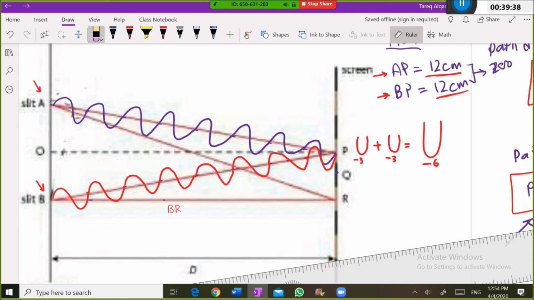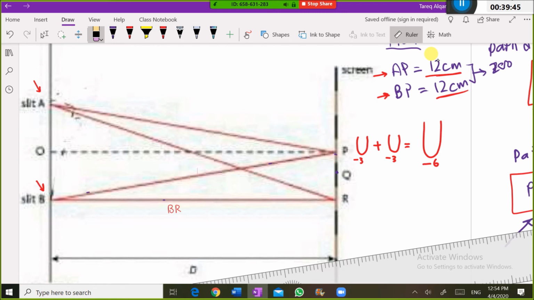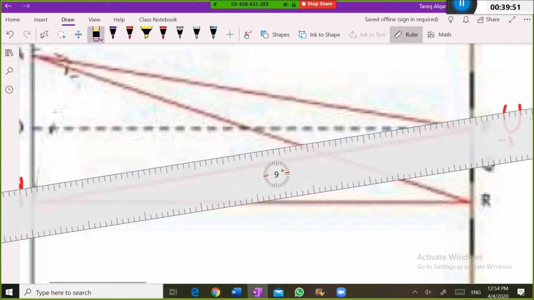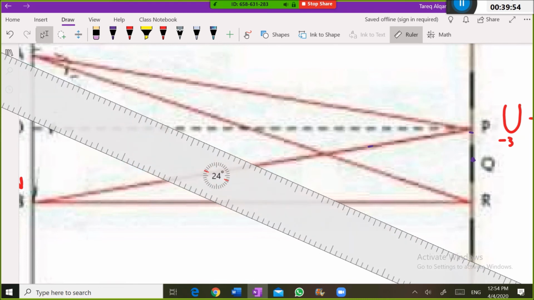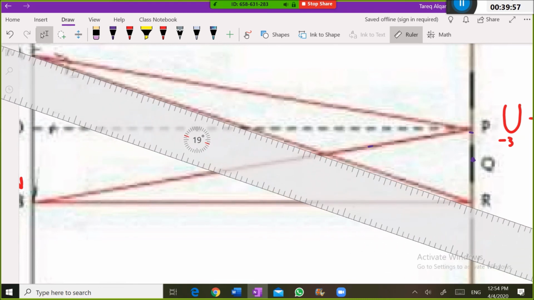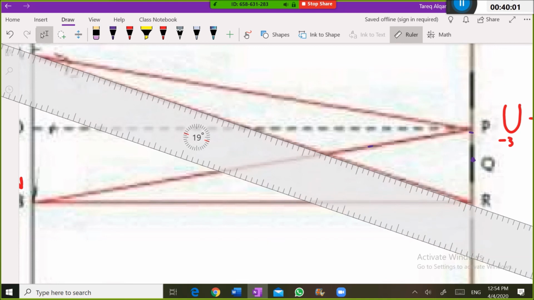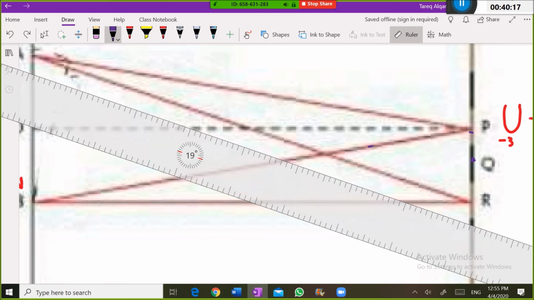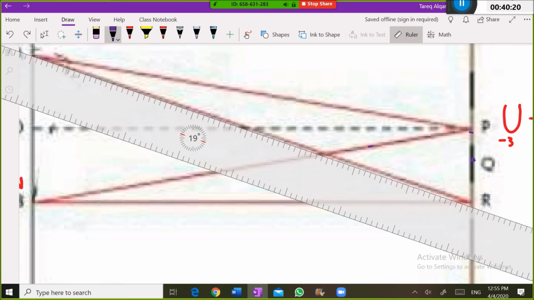And I want to show you something. At R, what will happen? Similar wavelength, guys. I will do the same thing. One. Now I want to take from where? From B to R, and from A to R, and from B to R.